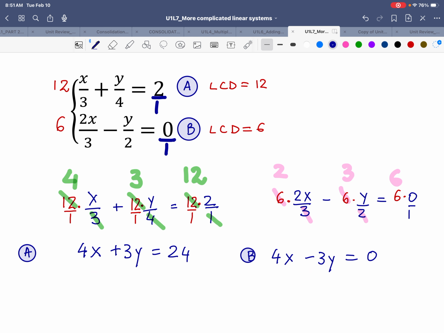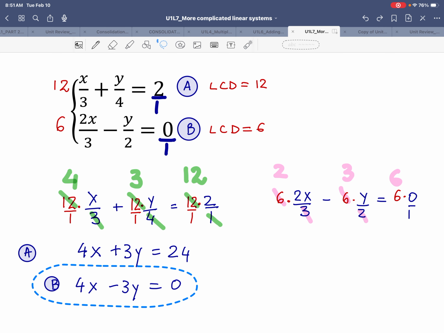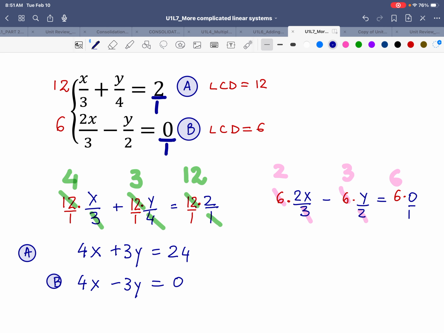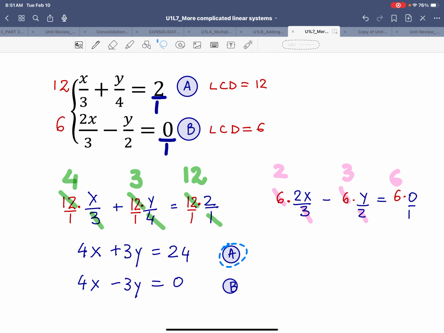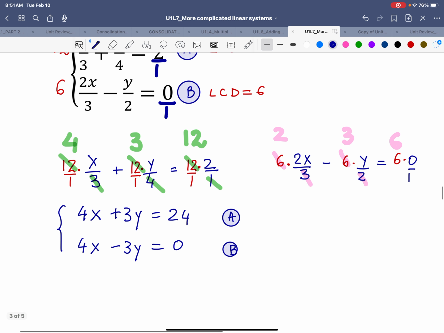We'll bring these equations right below each other. So I'm going to bring equation B right here underneath equation A, and I will examine each of them. Let's put the names on the side. And I'm going to check and see which variable I want to eliminate. It seems that 3y and negative 3y are easy to eliminate by addition. So we'll add the two equations. And that will bring us to 4x plus 4x.